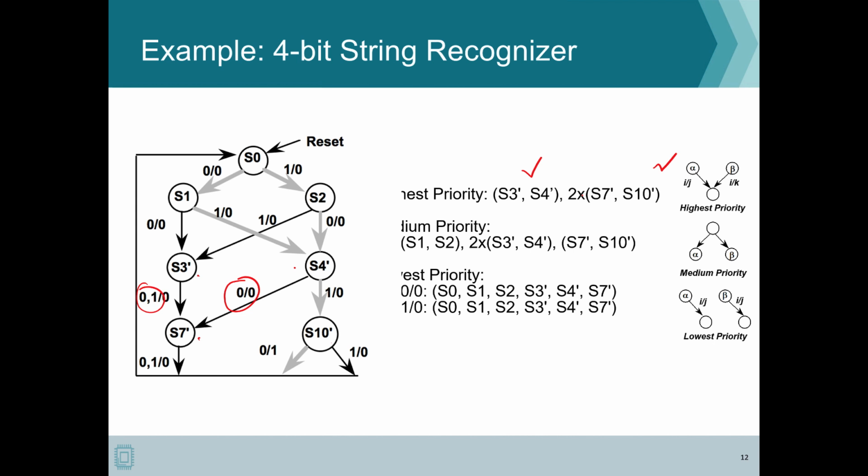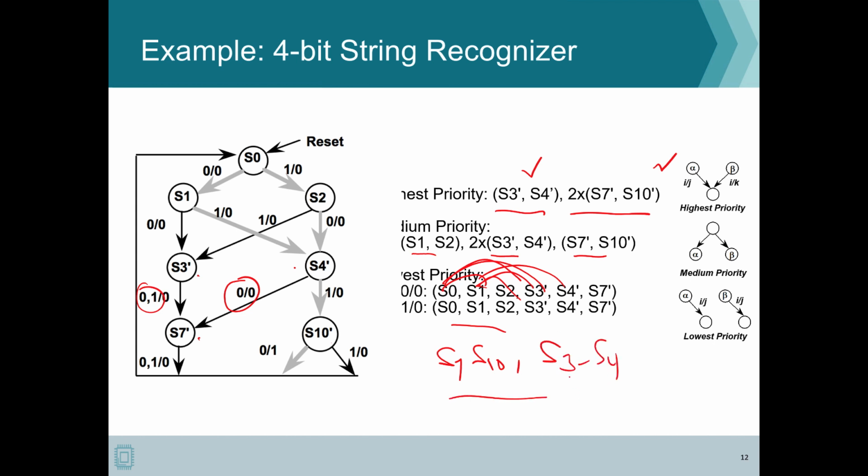Then similarly you can have medium priorities for S1 and S3, 2 times, S3 and S4, 1 time, S7 and S10, and then lower priority for all combinations of these. So in general we would first need to take care of this, so S7 needs to be close to S10, and then go for S3 close to S4, and the lower priorities can then follow.